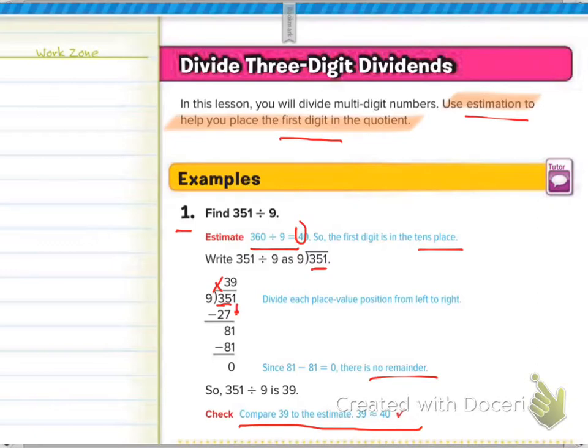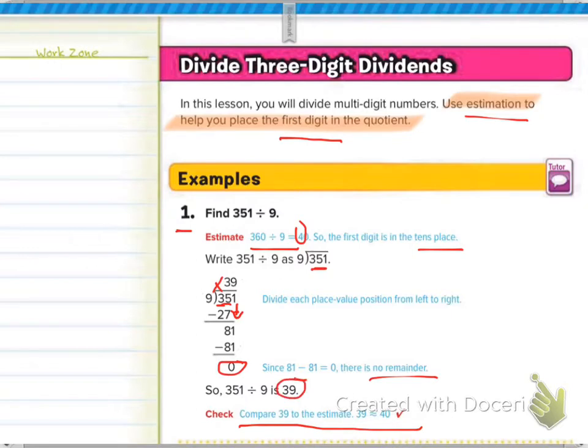So we have to bring down that 1. So now 9 goes into 81 9 times. And that gives us 81. When you subtract, you get an answer of 0. So you know you're done. Anytime your answer is 0 and you have a number above every number in your dividend, you're done. So our answer is 39.